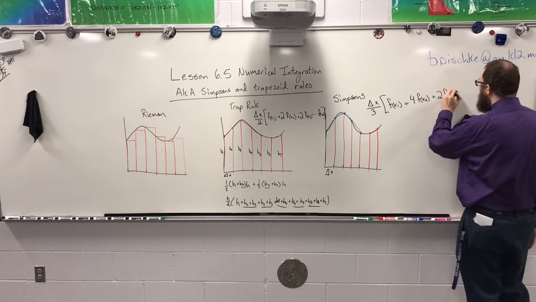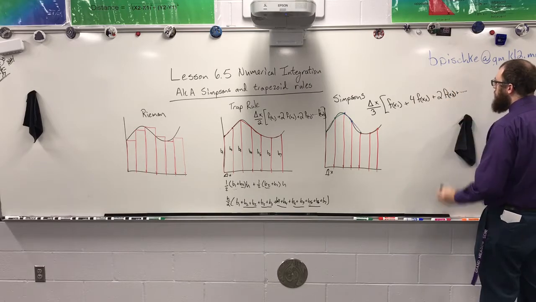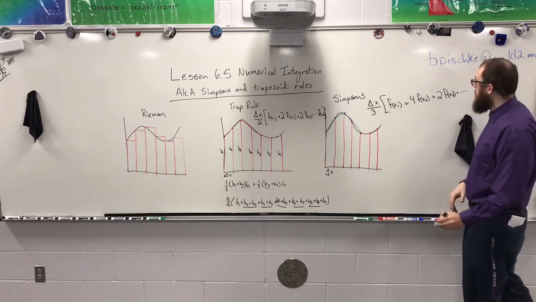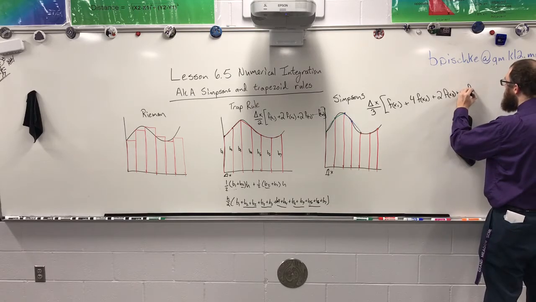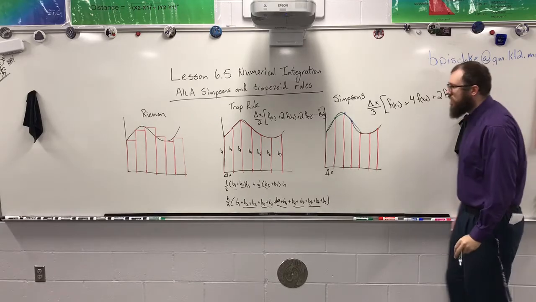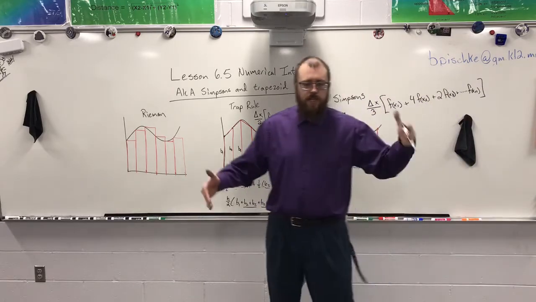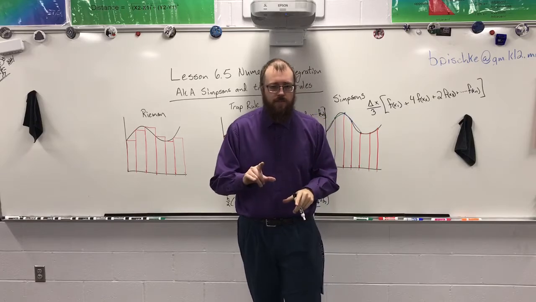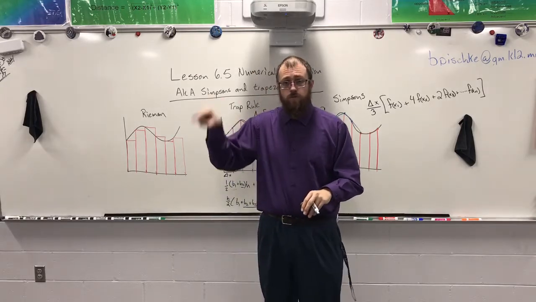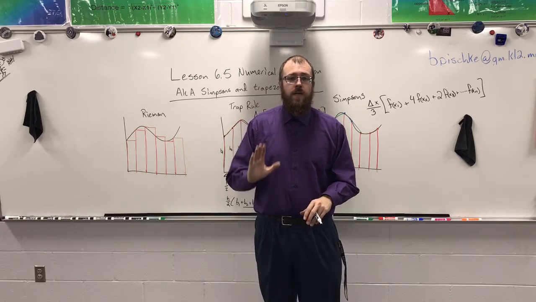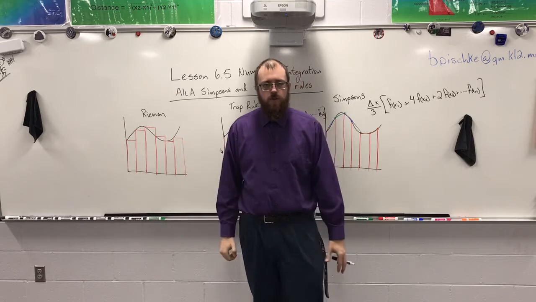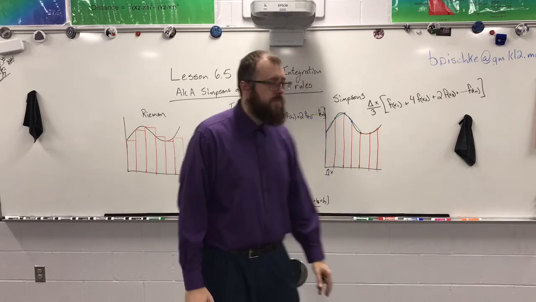And then the bases rotate back and forth. 4, 2, 4, 2, 4, 2, 4, 2, until you hit the last one. Whatever your last one is only gets counted once. So the first and last base only get counted 1 time. In the trapezoid rule, they go 2, 2, 2, 2, 2 in the middle. In Simpson's rule, they go 4, 2, 4, 2, 4, 2 across the middle.